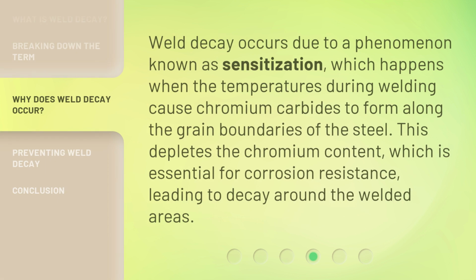Weld decay occurs due to a phenomenon known as sensitization, which happens when the temperatures during welding cause chromium carbides to form along the grain boundaries of the steel. This depletes the chromium content, which is essential for corrosion resistance, leading to decay around the welded areas.